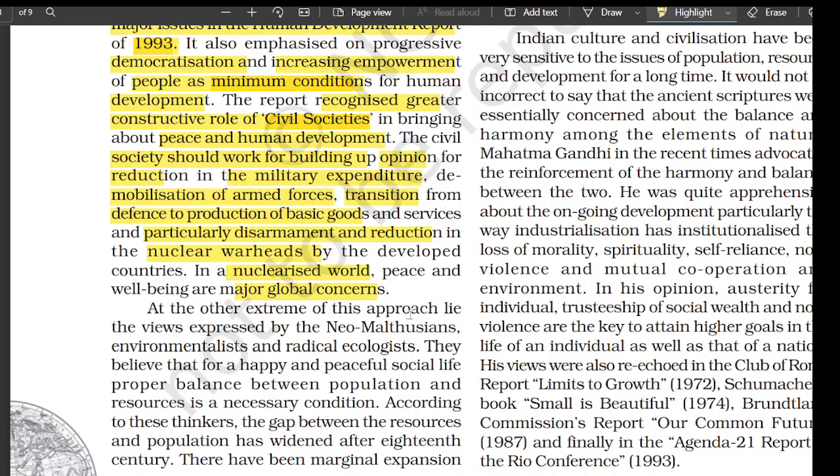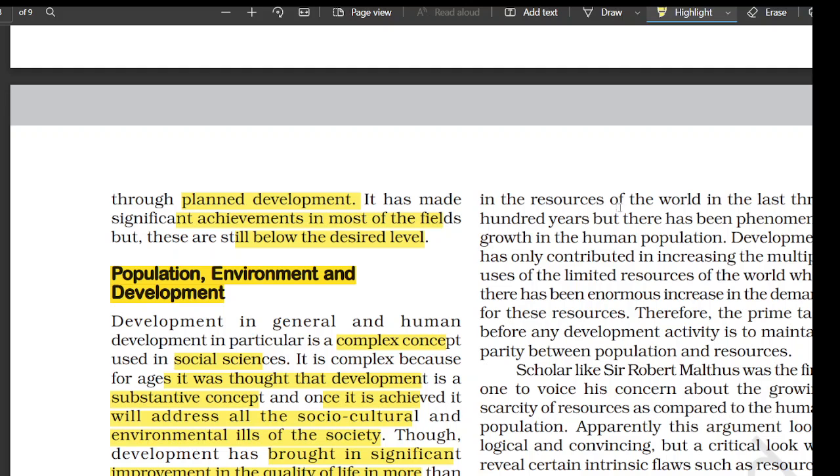At the other extreme of this approach lie the views expressed by the neo-Malthusians, environmentalists, and radical ecologists. They believe that for a happy and peaceful social life, a proper balance between population and resources is a necessary condition. According to these thinkers, the gap between the resources and population has widened after the 18th century. There has been marginal expansion in the resources of the world in the last 300 years, but there has been phenomenal growth in the human population.